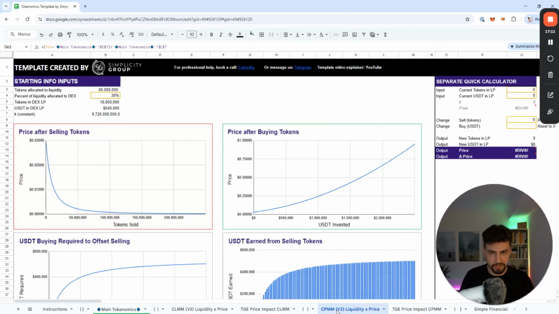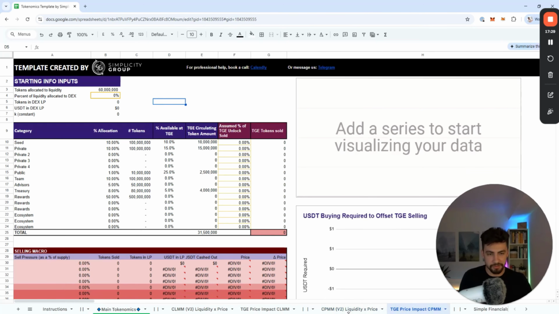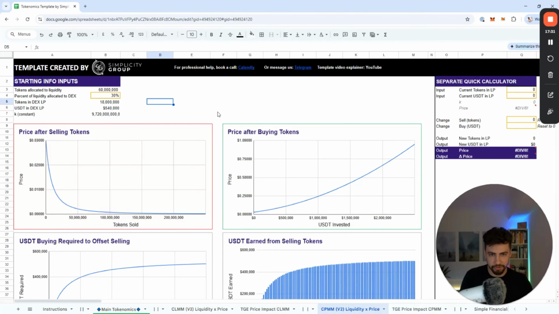Now this next page is the same. However, this is for V2. This is just a pure constant product market maker. You don't concentrate the liquidity between different price points. This is like Uniswap V2 or just worse market makers, like worse DEXes. You don't need to really fill this in. You can ignore this, especially if you're going on Uniswap V3 or Raydium or PancakeSwap or whatever. But just in case, we thought we'd also keep this here.